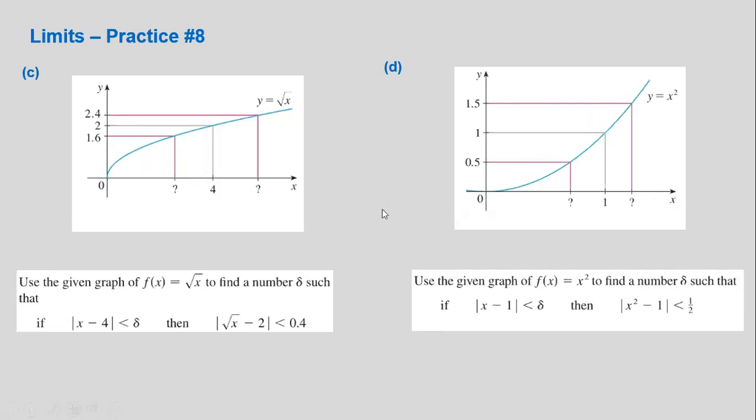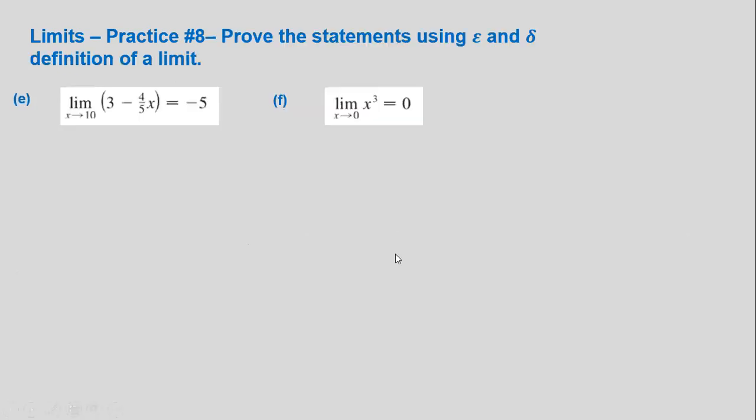The last one is when I give you a limit statement. For example, the limit as x approaches 10 of 3 minus 4 over 5x. From the previous several practice sets, we know this is negative 5. It's just like the limit as x approaches 0 of x cubed is equal to 0. Then how do I prove it? What does the precise definition mean here? That's the focus of this practice set.